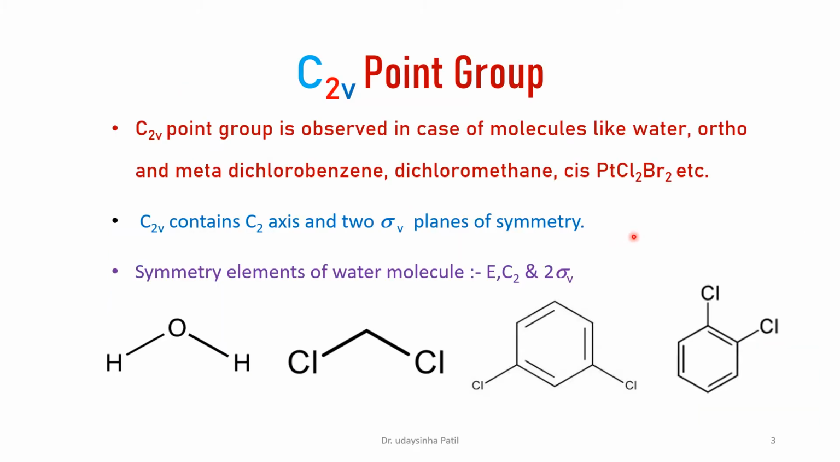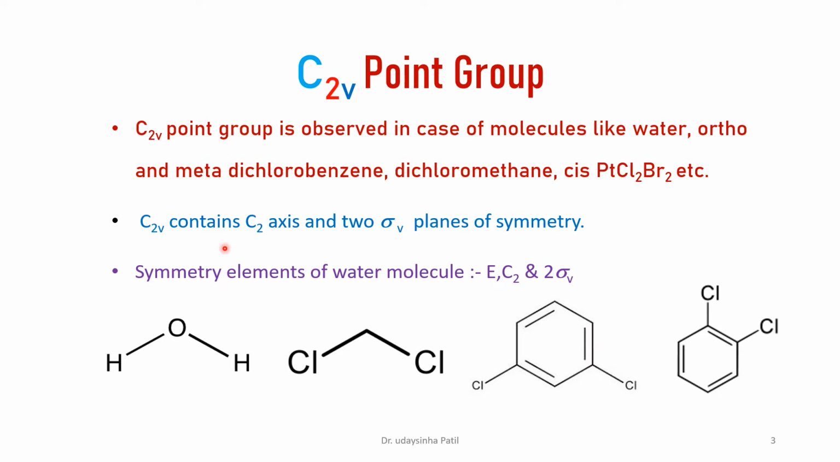So friends, now we are going to study the C2V point group. The C2V point group is observed in molecules like water, ortho and meta-dichlorobenzene, dichloromethane, and cis-platinum dichlorodibromide.